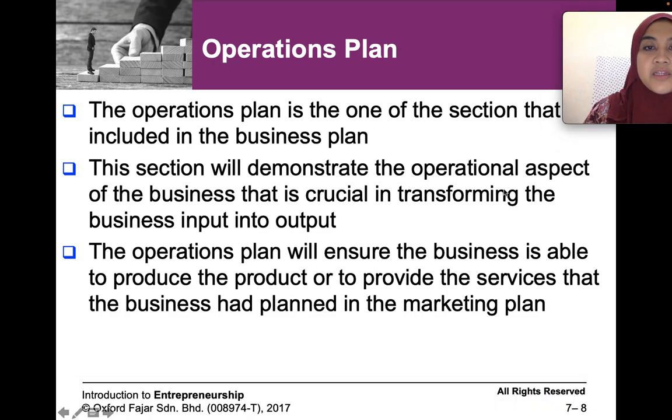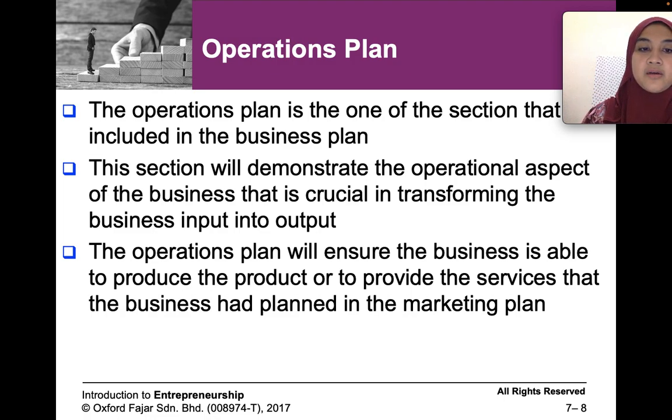Okay, the operation plan is one of the sections included in the business plan. This section will demonstrate the operational aspect of the business that is crucial in transforming the business input into output. The operation plan will ensure the business is able to produce the product or provide the services that the business had planned in the marketing plan. So, what I have told you earlier.